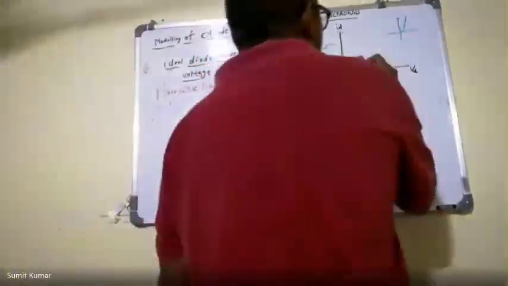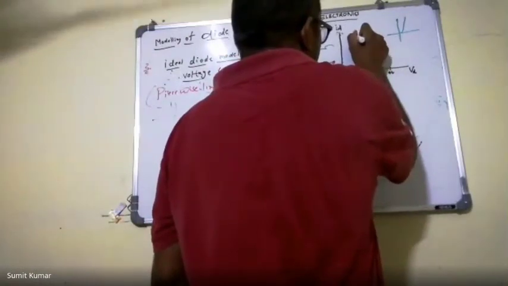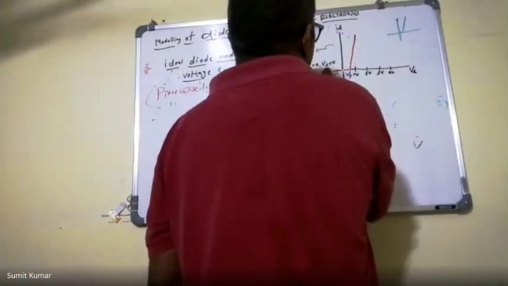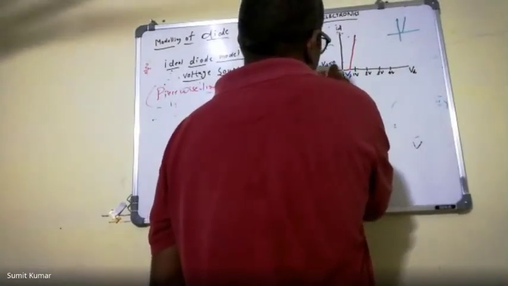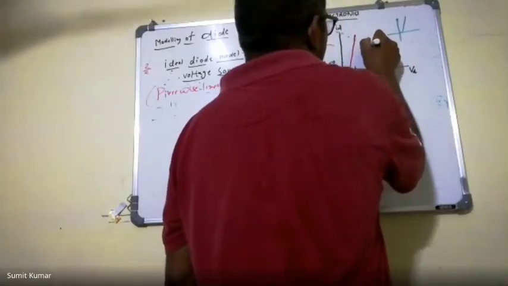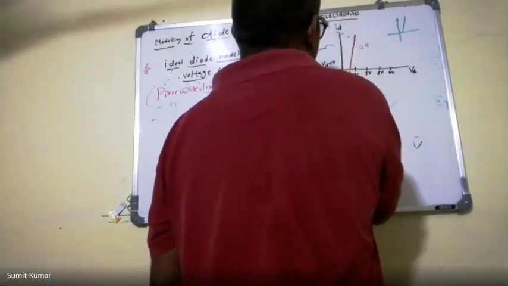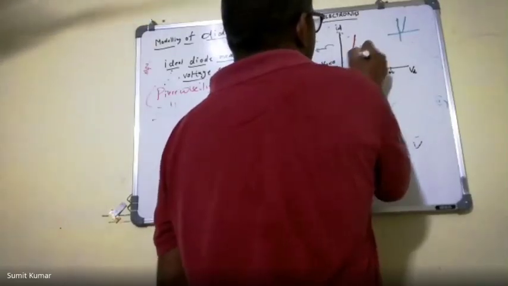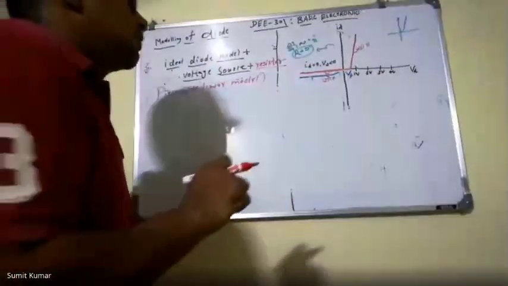So in this modeling, we represent this part as this. Here you can see this is again the same, and here this is on or conducting, and this part is off. And here we have considered the slope also.